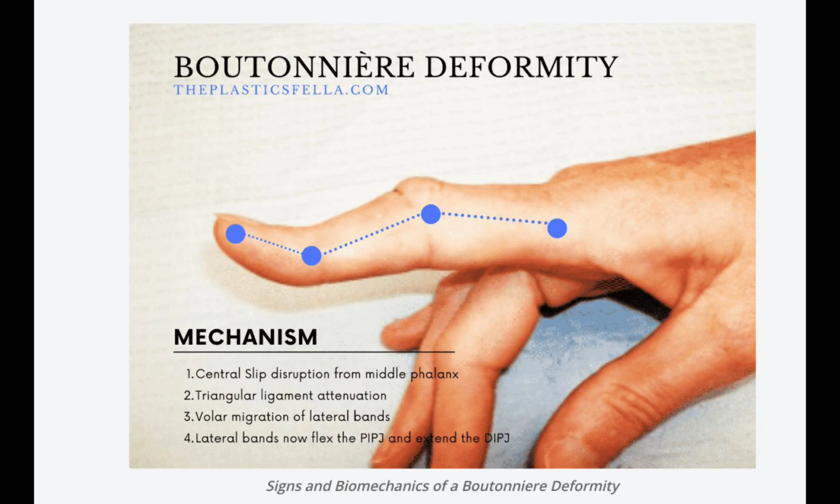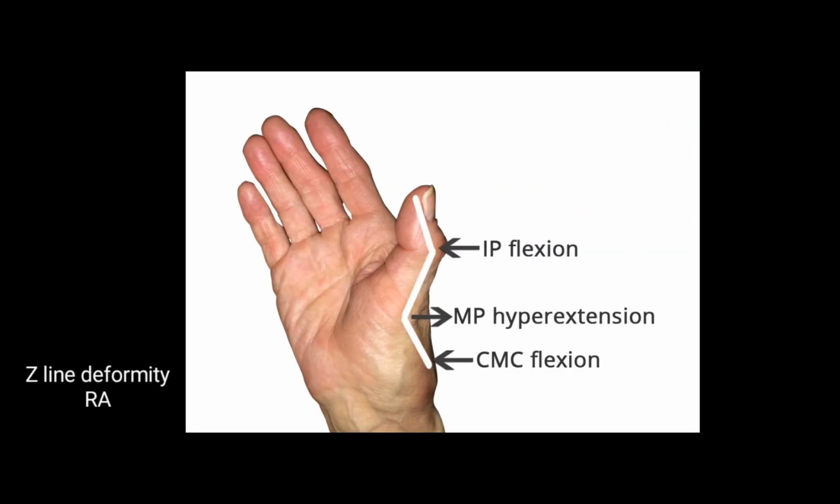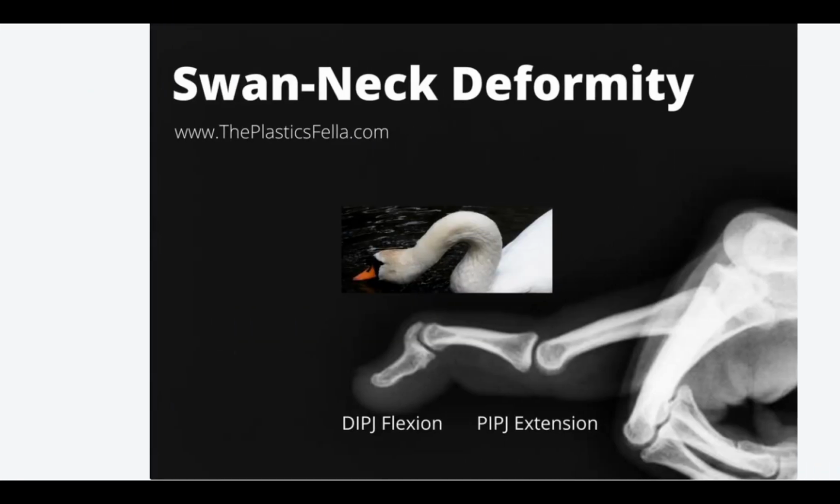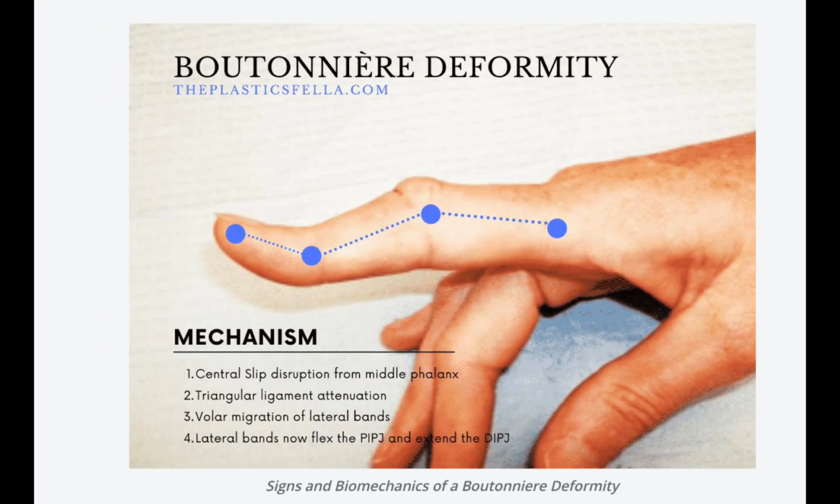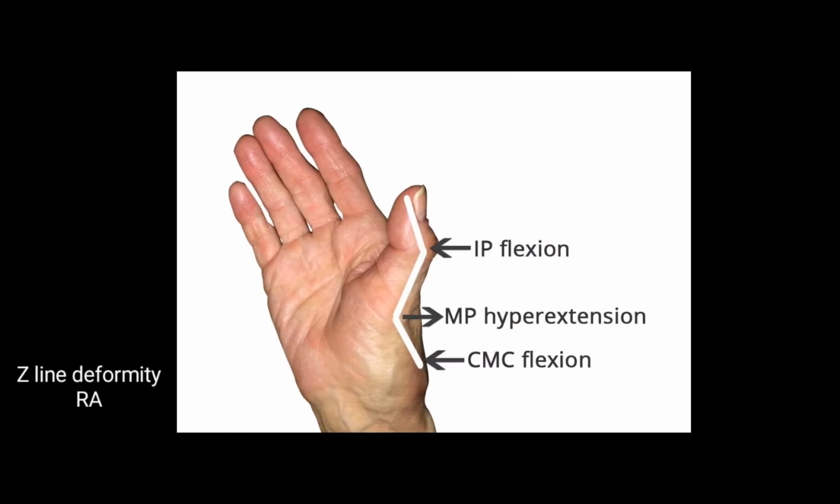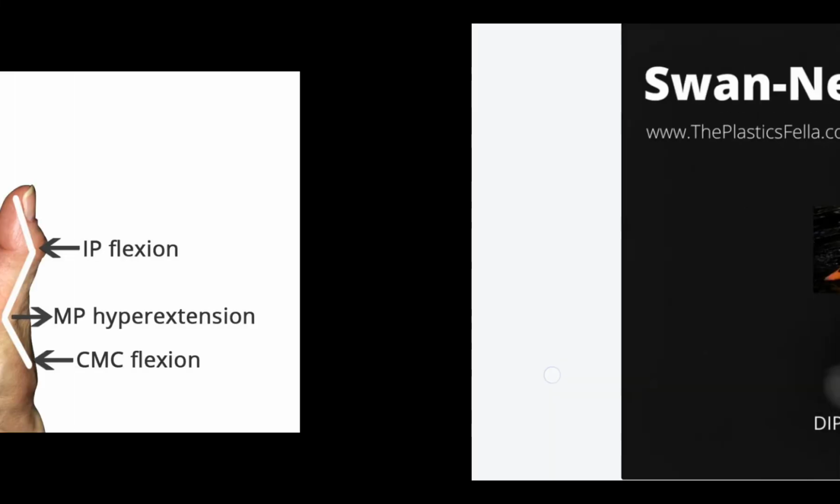Then this image we have is of button ear deformity. For the button ear, remember that the proximal joint, that is the proximal interphalangeal joint, is flexed, while in the swan neck, the distal interphalangeal joint. Remember one joint, okay, which is flexed. The other will be extended. So in the button ear, proximal flexed, and in the swan neck, distal is flexed.